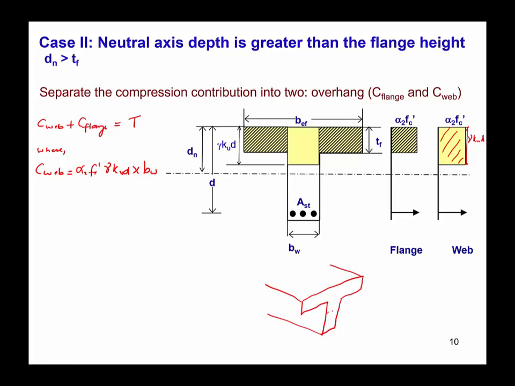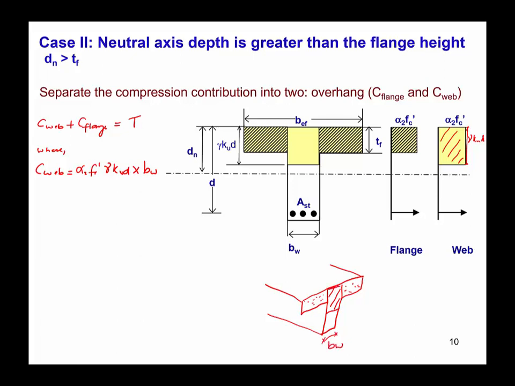Now we know that your equivalent stress block is below the depth of the slab. So we are breaking it down into two portions. This is the web portion, and this is the flange overhang portion. Now the stress block is also acting on both of the sections.